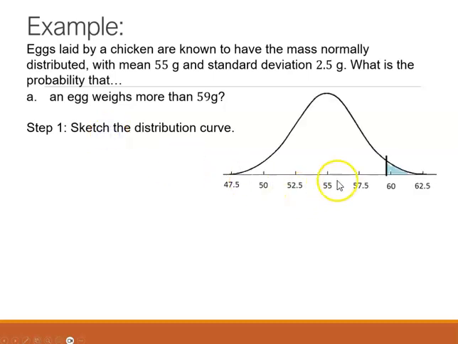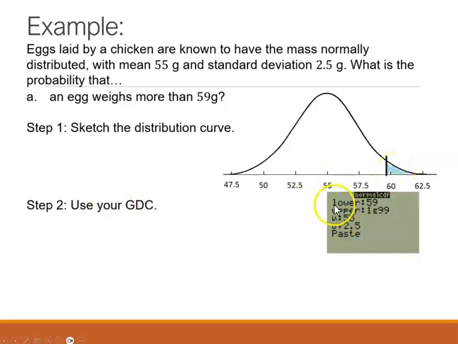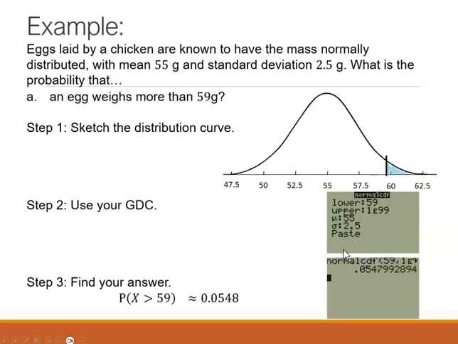So if I sketch my curve, here's my mean at 55. Each tick mark is 2.5 away. Drawn in 59 and shaded above it, so that's the part that we're looking for. Using my calculator, my lower is 59, my upper is positive infinity, mean is 55, standard deviation 2.5. Grind that through to get just over 5%.